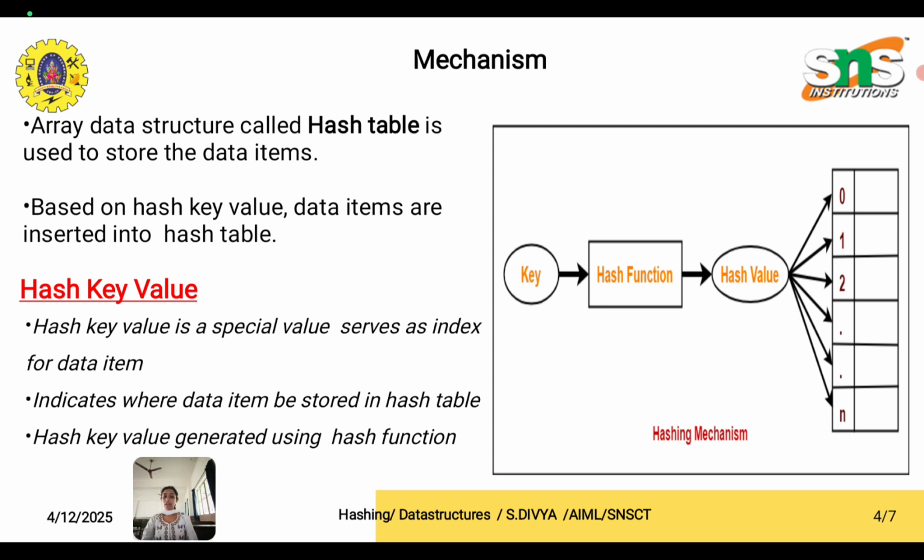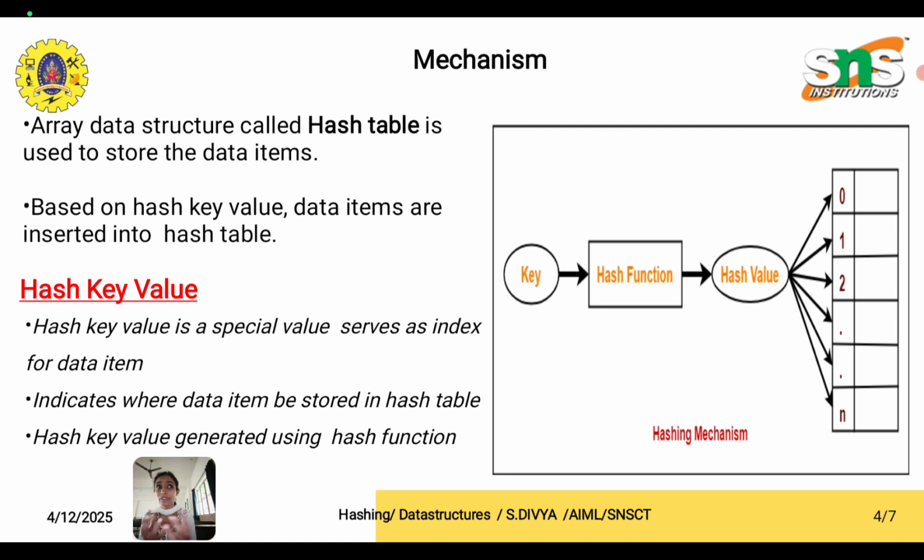Now let me say what the basic terminologies we use in hashing are. The first terminology we use here is the key. As I said in my previous video, each student will have a unique number, right? So that unique roll number is the hash value. As I said here, a hash value is a special value which serves as an index for a data item.